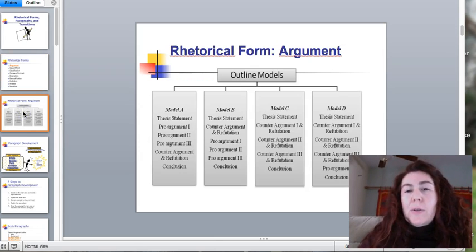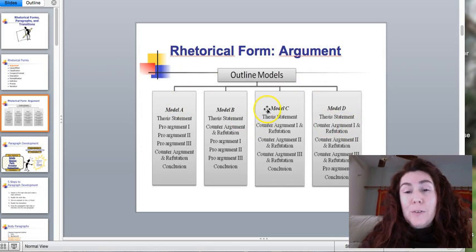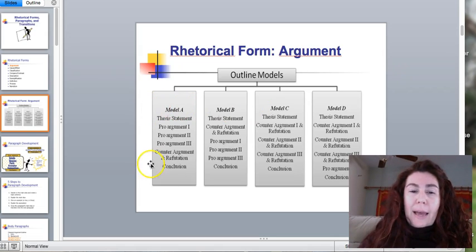So let's look at the rhetorical form of the argument. Now you've just finished creating your outline. So I am actually having you use an outline that looks like Model A. I did choose to put this up here so that you could see that there are different ways of structuring your argument paper.